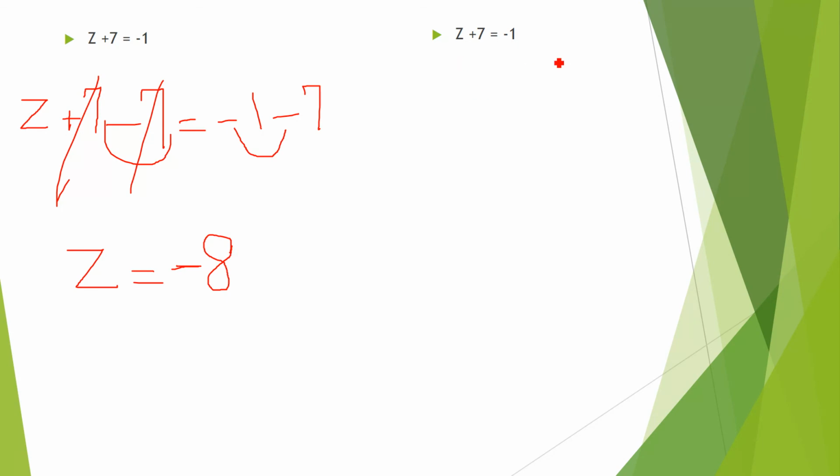Here we will use the 6th grade method. Write down the variable on one side, equal to the right side as it is. What is remaining? Positive 7. So bring this positive 7 to the other side of the equal to sign. When it comes to the other side, its sign will change. Its sign is minus 7 now. So z is equal to negative 8. Same answer.